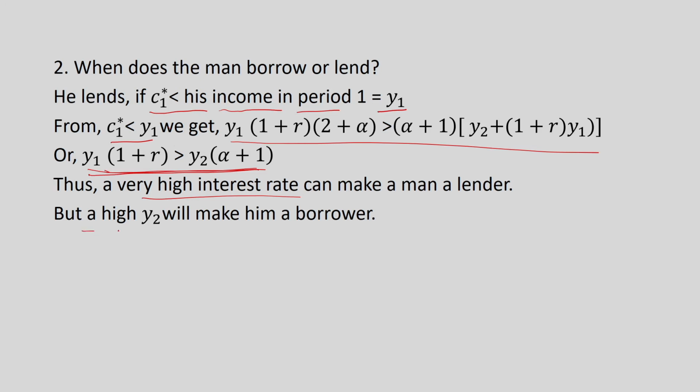On the other hand, if Y2 is high, then the intuition is that if there is a greater income to be obtained in the next period, then you will rather be a borrower. There is so much income to be had in the next period that to take advantage of that, you will borrow money in this period, consume a lot, and pay back that money in the second period, because you can afford to do that. Your income, that is Y2, is very high.